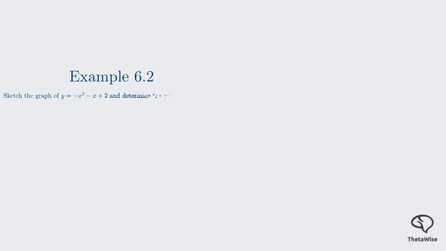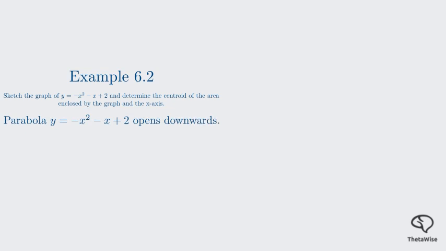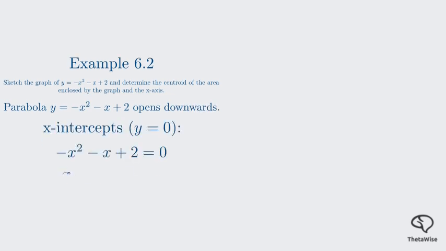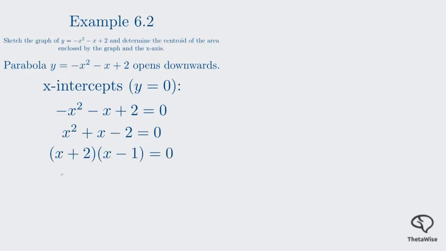This time, we'll find the centroid of the area enclosed by a parabola and the x-axis. Again, let's start with a sketch. This equation represents a parabola. Because the coefficient of x squared is negative, the parabola opens downwards. First, let's find the x-intercepts by setting y to 0. Factoring the quadratic gives us x equals 2 and x equals 1. These are where the parabola crosses the x-axis.